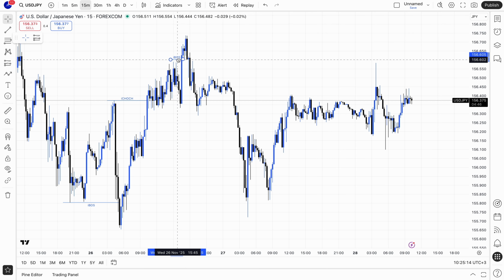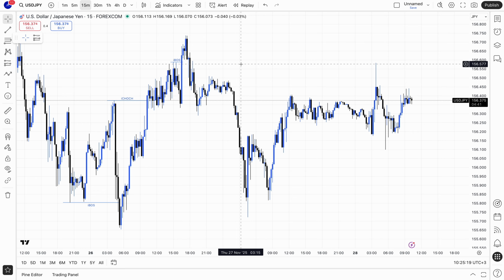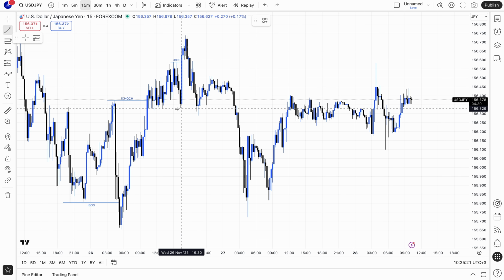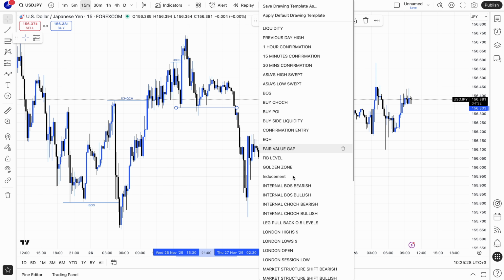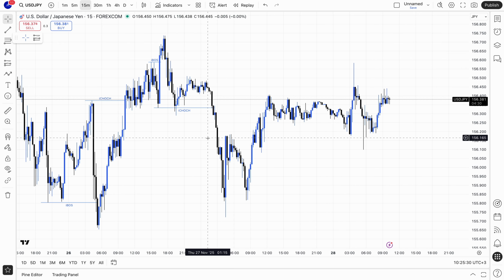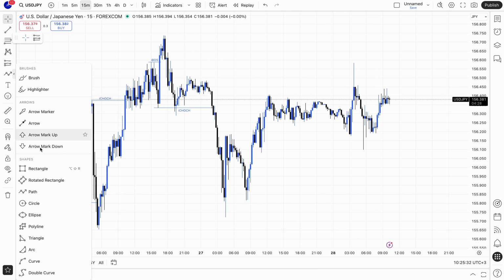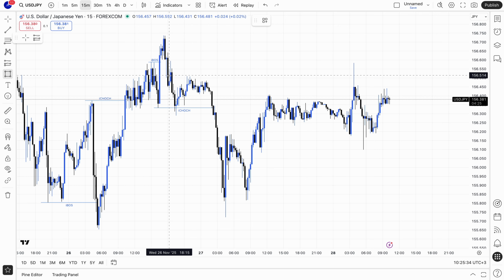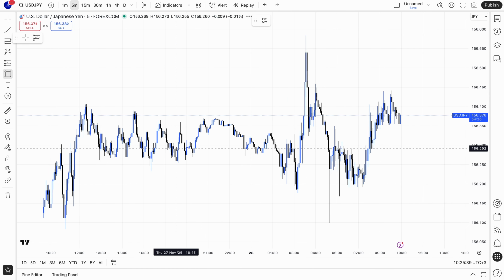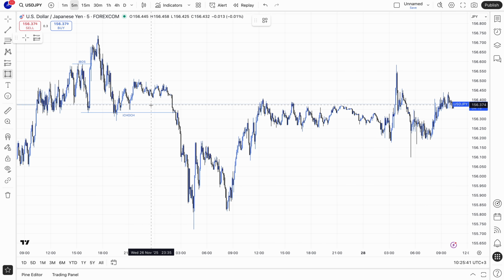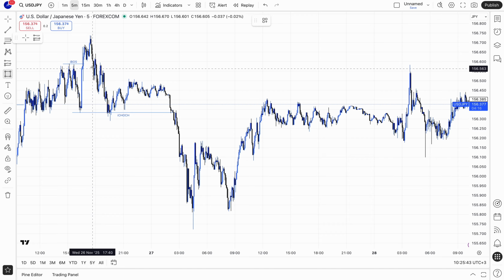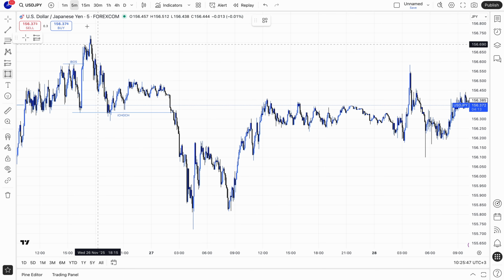Then you can see here we have our break of structure to the upside. Then you have our change of character to the downside. Then you need to see that pull. I need to get that clean supply zone around here.